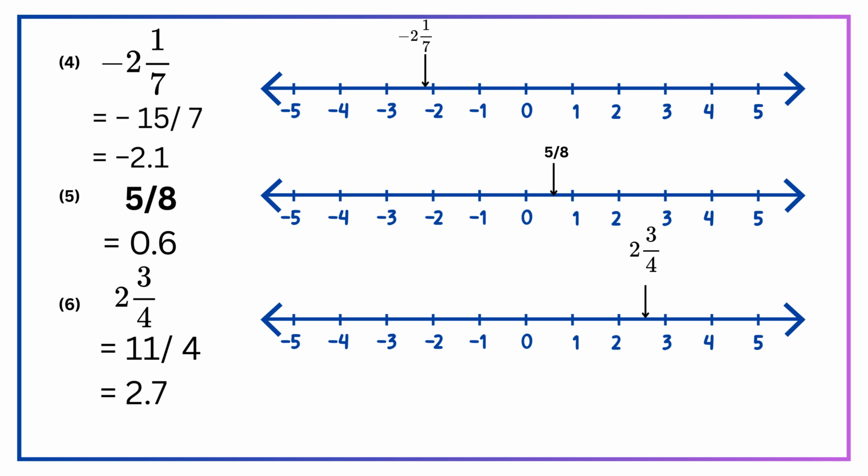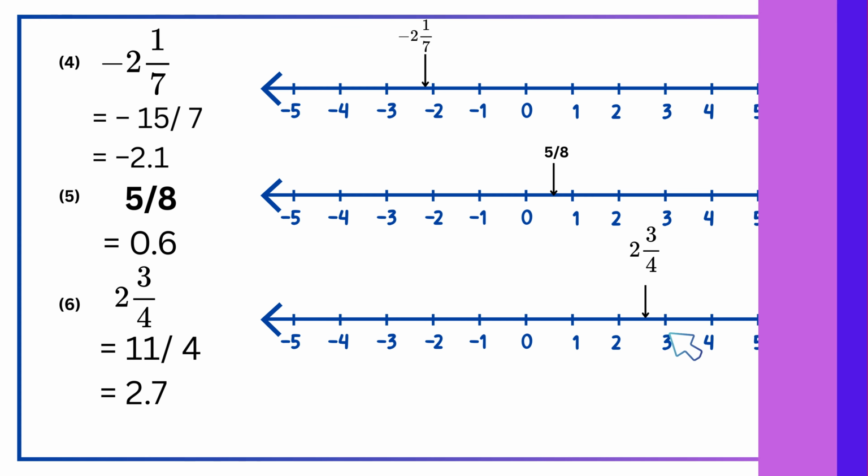For sum 5, which is 5 by 8, it is equal to 0.6. Place arrow between 0 and 1, then plot it on 6th point. Lastly, sum 6, 2 whole 3 by 4, we have to convert it into a simple fraction. 11 by 4 equals 2.7. Place it at 7th point between 2 and 3.